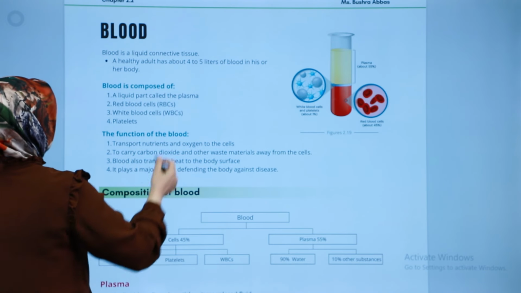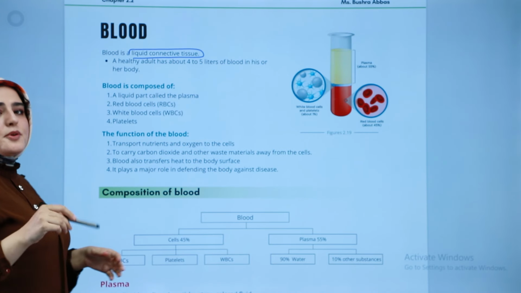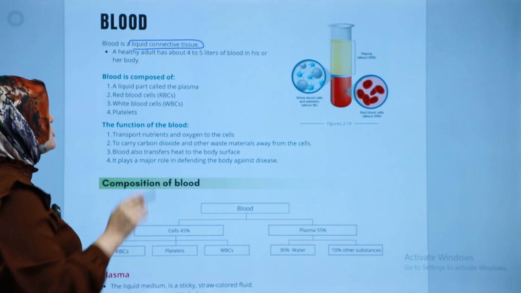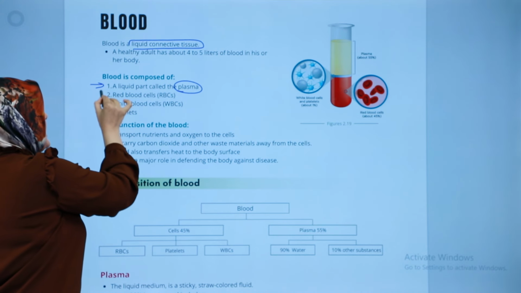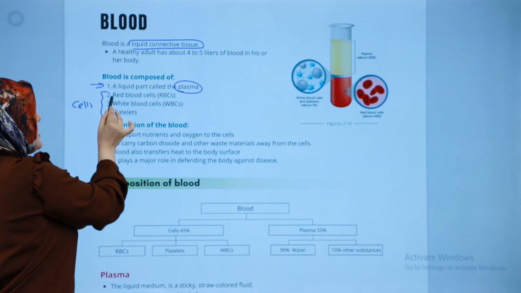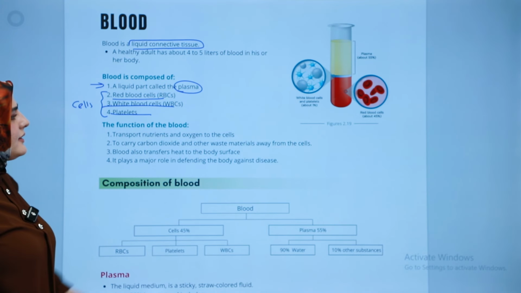Let's check. The first thing, it says blood is a liquid connective tissue. And a healthy person has about 4 to 5 liters of blood. Blood is composed of three parts. The liquid part called plasma, and the cells, the blood cells, which are RBC, white blood cells, and platelets.